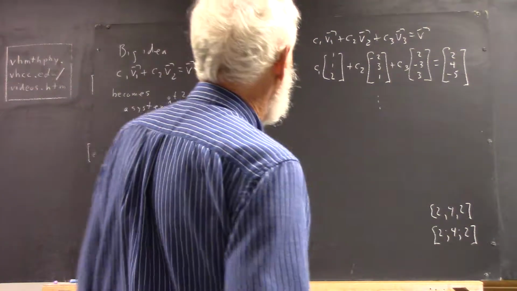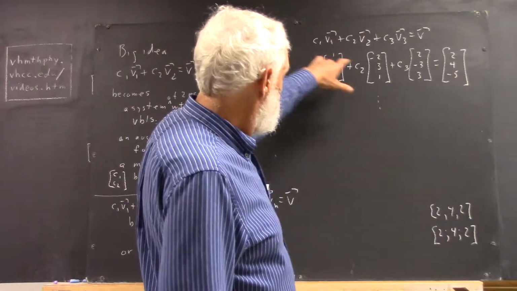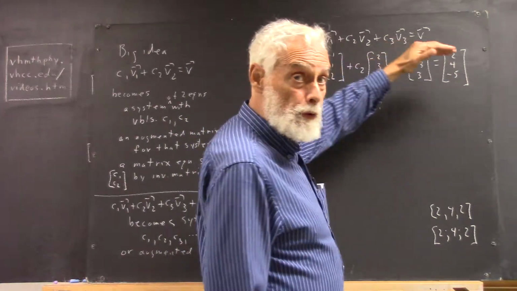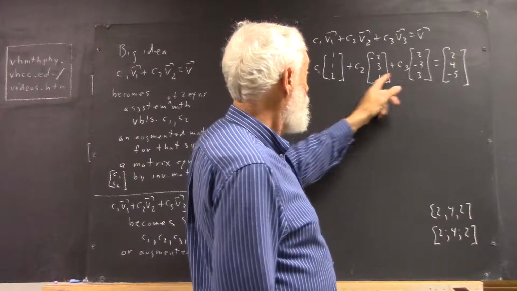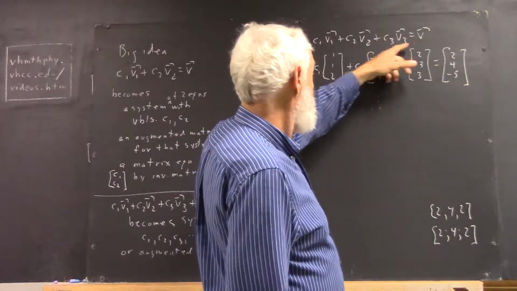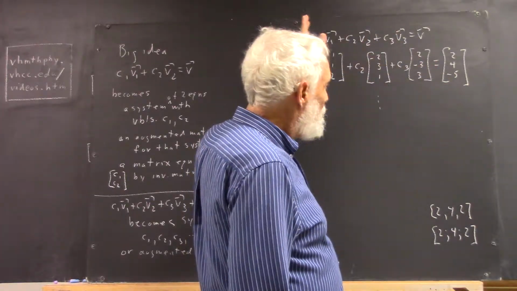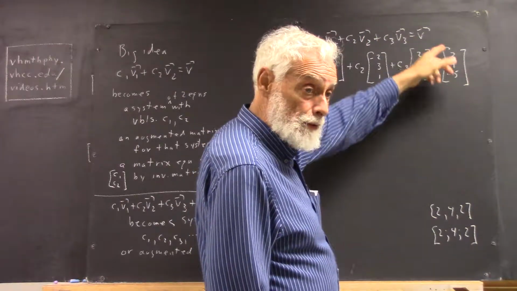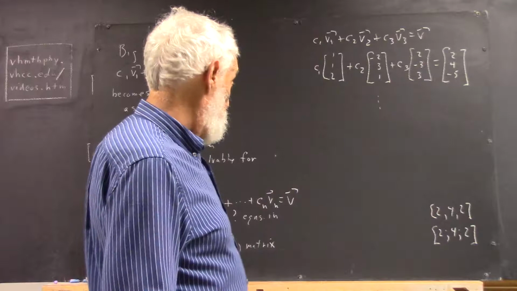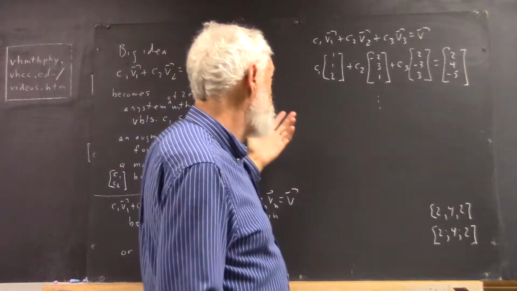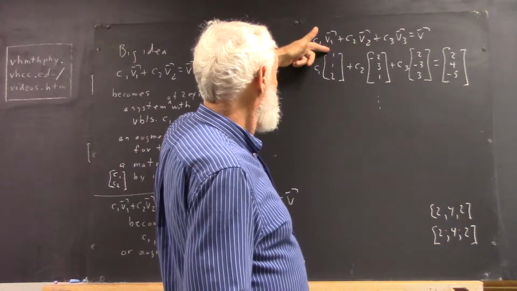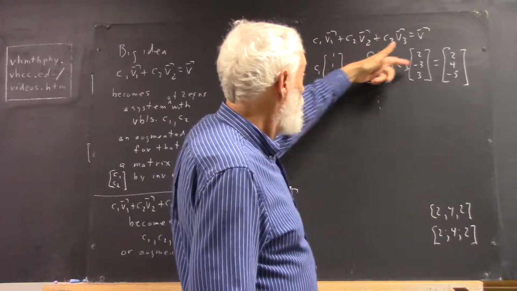Okay, so we have the question. We're given three vectors, v1, v2, and v3, and here they are. We're asked to see if there's some sum of multiples that adds up to this vector. That's going to be our vector v. Okay, well, v1 is this, v2 is this, v3 is this.